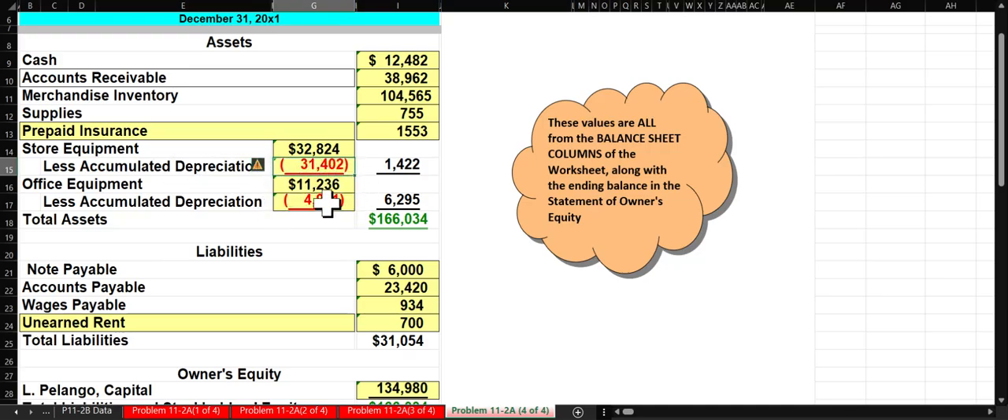And it's going to be subtracted because it's a contra. Remember, contra means to subtract. So a contra asset is an asset account that is subtracted from a related asset. So this is the contra for the store equipment. This is the contra asset for the office equipment asset account. So we have current assets, we have our fixed assets, we have total assets.